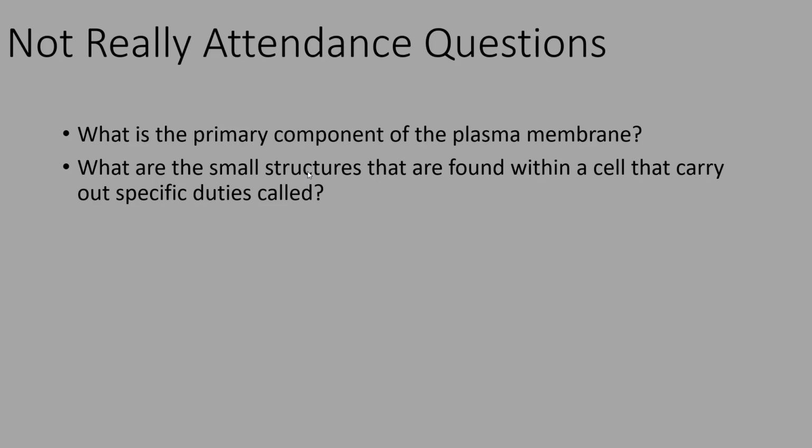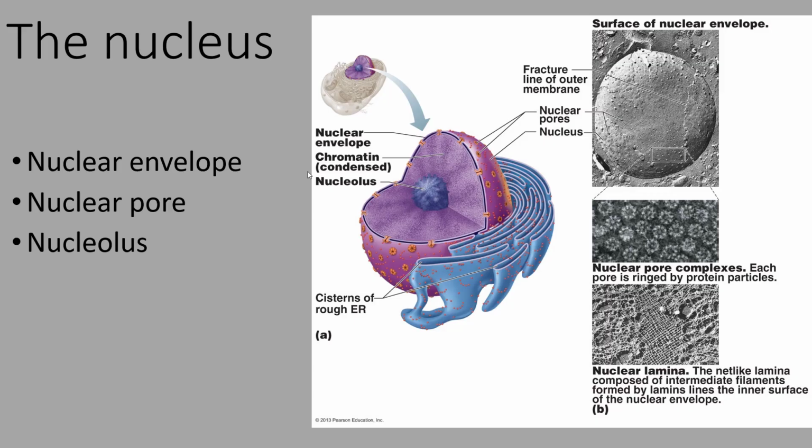Next, what are the small structures that are found within a cell that carry out specific duties called? They are called organelles. And that is going to be the topic of our lecture today. We're going to take a deeper look at those organelles and see exactly what they do. And we're going to begin with the nucleus.